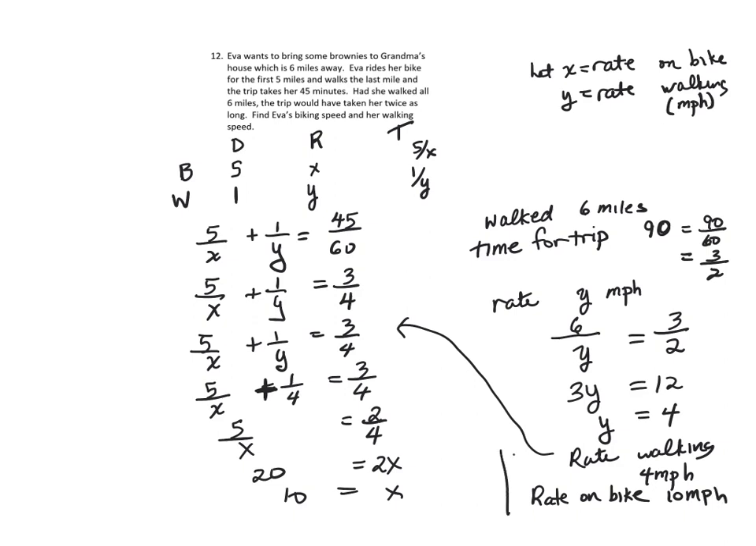So this problem had a little twist. It had 2 unknowns to solve for because they weren't directly given, but we were able to solve one to get the other.